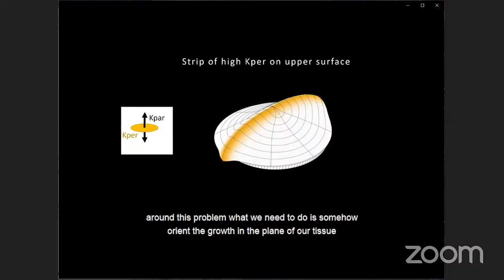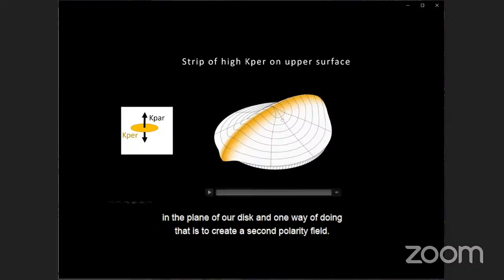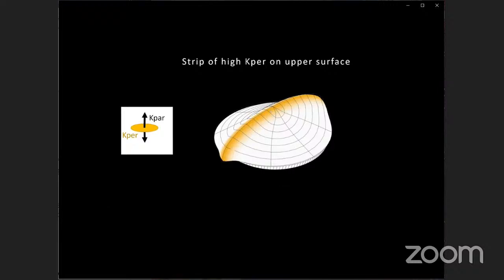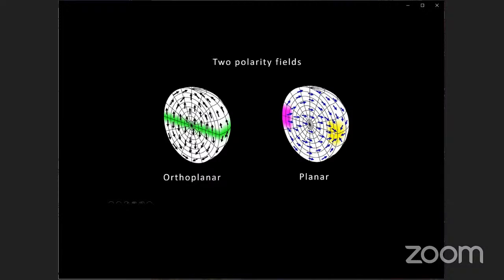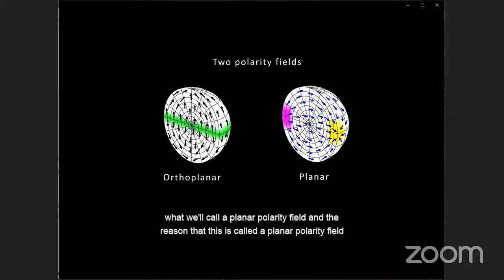So if we want to get around this problem, what we need to do is somehow orient the growth in the plane of our tissue, in the plane of our disc. And one way of doing that is to create a second polarity field. So here now I'm showing you two polarity fields. One that you've seen already with the black arrows, what I call the orthoplanar field, that emanates from this midplane. The other one almost goes orthogonally, or perpendicular, to the black arrows, these blue arrows, and they go from one end of the equator to the other end. All right, so creating an alternative, what we'll call a planar polarity field.